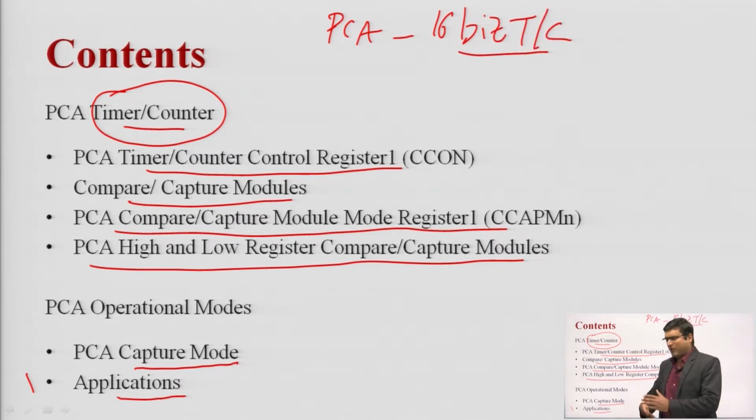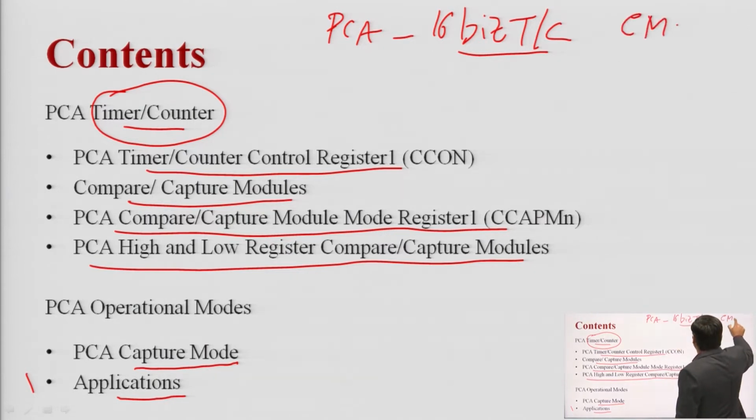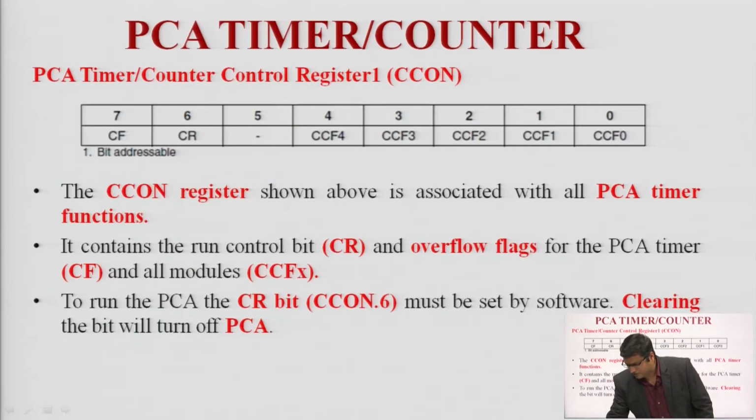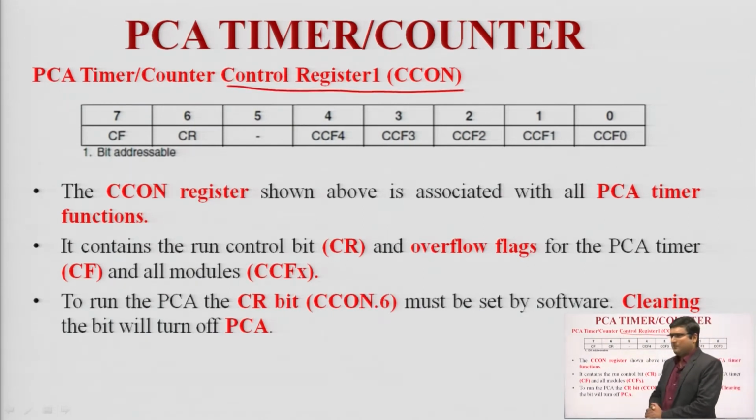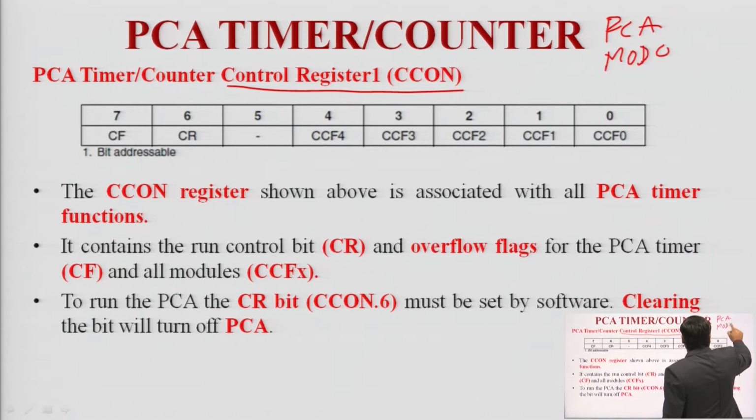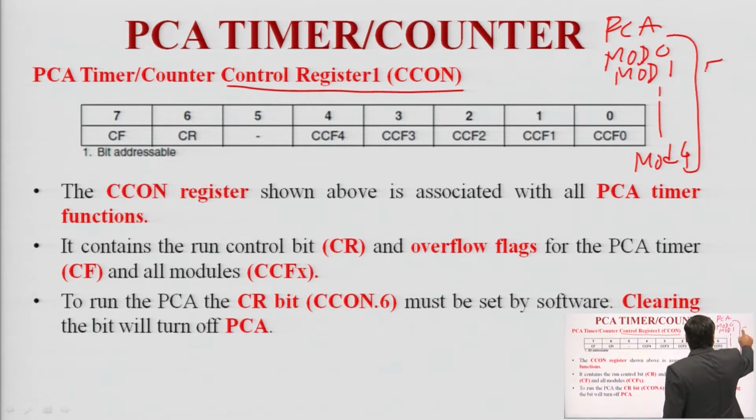The operations of the PCA counter are controlled by a register, that is the CMOD register. In the previous lecture, we have seen what the CMOD register is. So, let us start with the first topic, the PCA timer counter control register. Basically, the PCA counter operates in 5 modes, and it has 5 module operations, that is module 0 up to module 4.